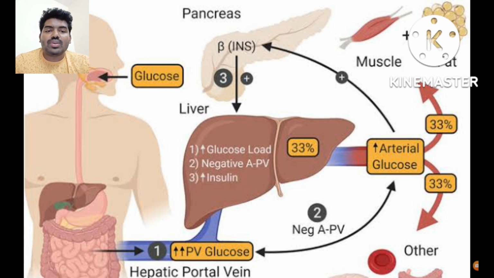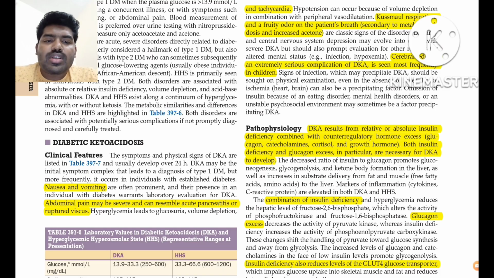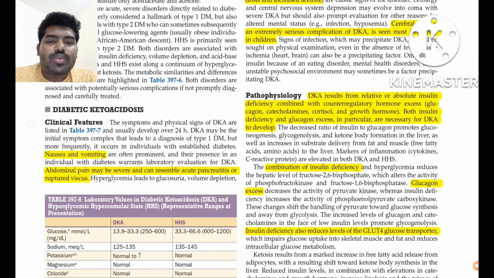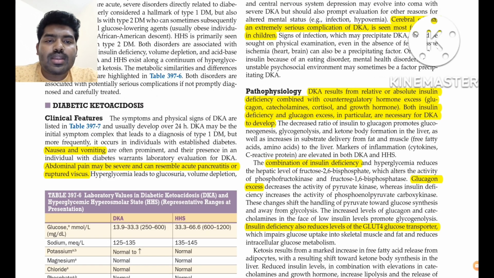This insulin will go to the peripheral tissues and will shift the GLUT4 receptors present inside the peripheral tissues to the cell surface. Through GLUT4 receptors, the glucose will enter the peripheral tissues and will be metabolized. In this way, the insulin is maintaining the blood glucose level. With this brief introduction about glucose metabolism, now we come to the pathophysiology of DKA.